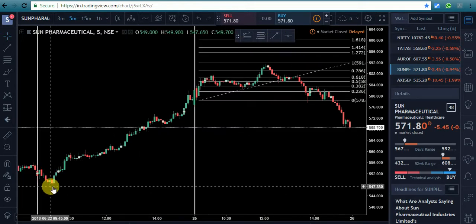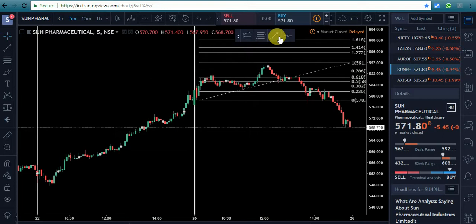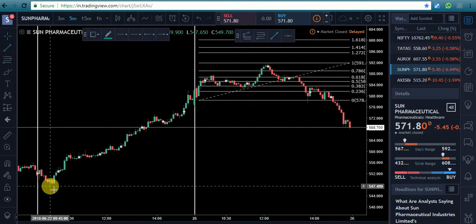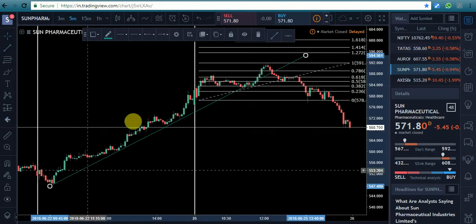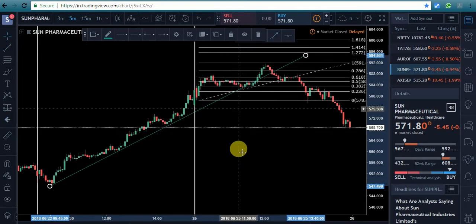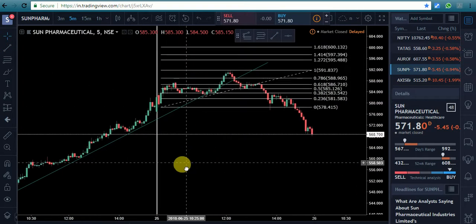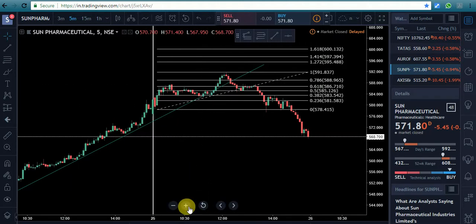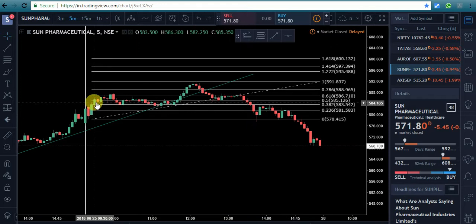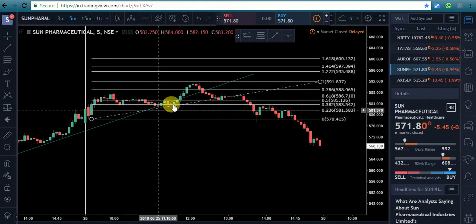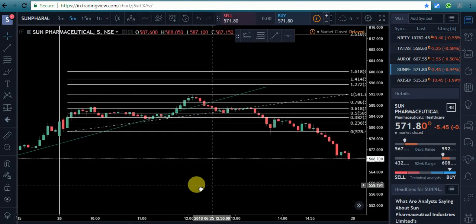I'm drawing like this, simple. I follow the trend line with Fibonacci, simple. I'll draw like this, see. And then if you see here, what happened is it sustained here and then again moved up. Why did it move up? Fibonacci is helping you see why it's moving up.